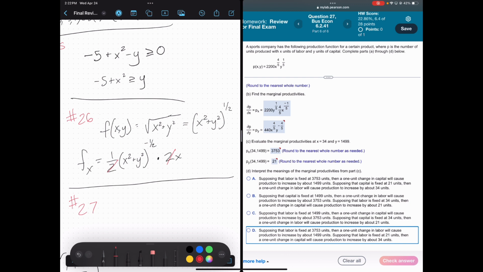So, supposing that capital is fixed at this amount, right? It's staying constant at $14.99. Then a 1 unit change in labor will cause production to increase by about 3,753. So that's what it means. That's what these derivatives mean. Because they're derivatives, it's a rate of change. Increasing the labor by 1 increases your production by this much.